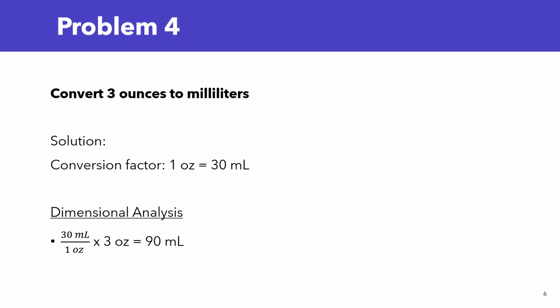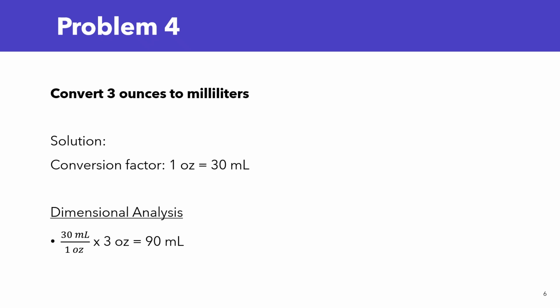Let's look at problem number 4. Convert 3 ounces to milliliters. Okay, again here, the first thing we need to do is we need to know the conversion factor. The conversion factor between ounce and ml. So 1 ounce roughly equals 30 mLs.